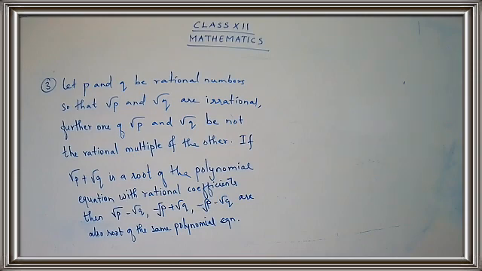If root P plus root Q is a root of the polynomial, if you are considering one of the roots as root P plus root Q, then what are the remaining roots? The remaining roots will be root P minus root Q, that is the first one. Then minus root P plus root Q, that is the second one. Minus root P minus root Q, that is the third one. So totally you get 4 roots for that particular polynomial equation. Are you clear, children? Let us have an example for point number 3.